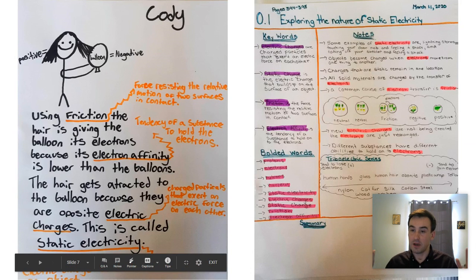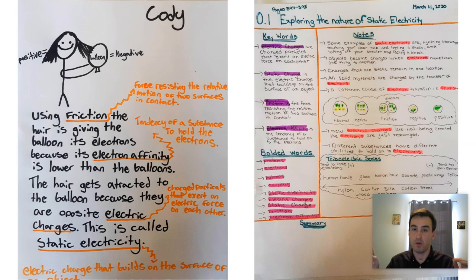And here are some good examples of work that's already been passed in. So Cody, we've got a wonderful image there and a very, very good description of what's going on. And on the right, we've got a wonderful set of Cornell Notes. Look at all those pretty colors.